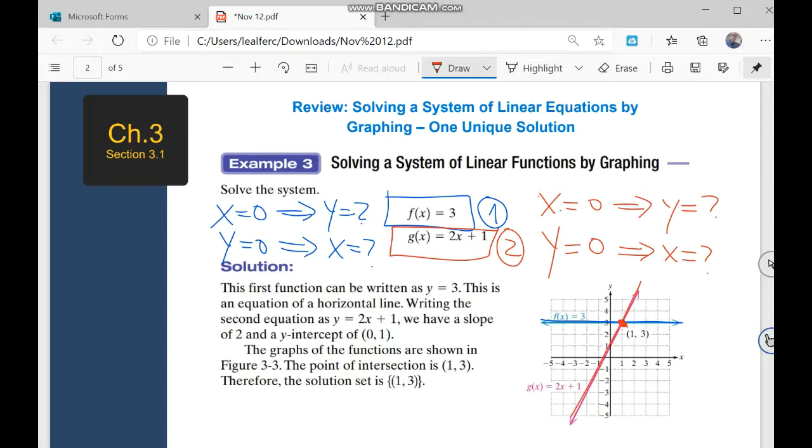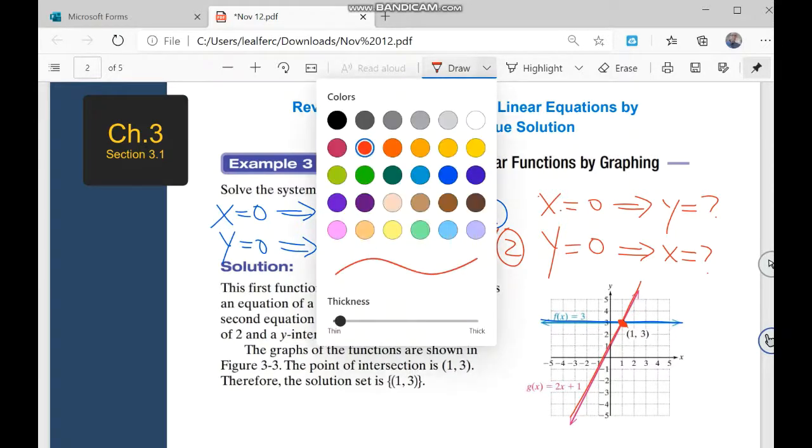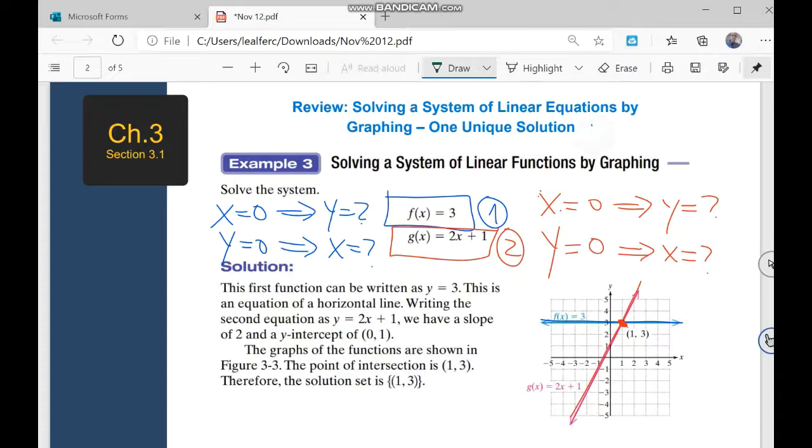Real quickly, this is what we have done last Tuesday. Today we will do something kind of similar, but instead of making x equals 0, y equals 0, we will use the slope-intercept form. The slope-intercept form is like this: y equals mx plus b.